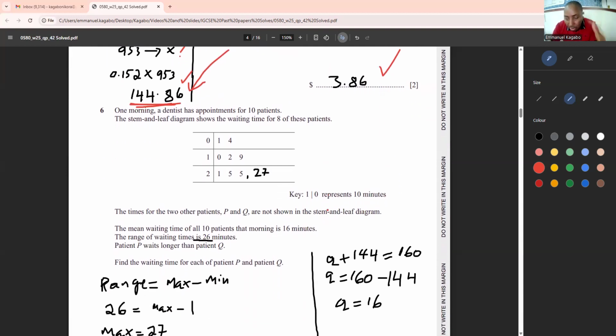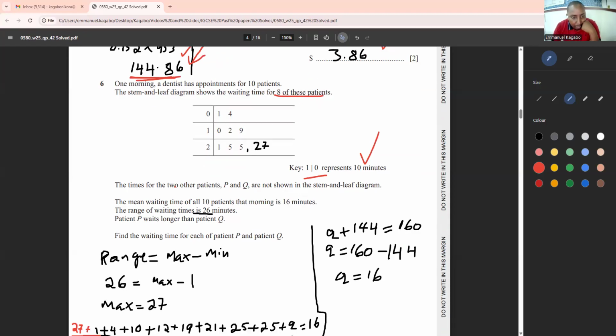Okay, question 6, about stem and leaf. Statistics. From the question, they gave you the stem and leaf. The key here is given, where this represents 10 minutes. Here, this is 0, 1, that's 1. And that means it took 1 minute, 4 minutes, and then these are 10 minutes, 12 minutes, 19 minutes, 21, 25, 25, and then 27. 27, I'll show you where I got it from. It's 8, that's what they said here.